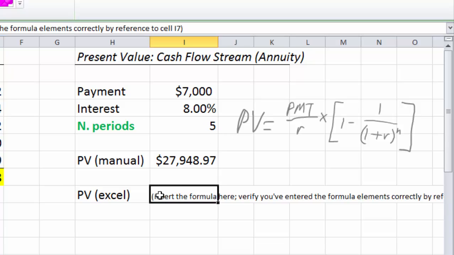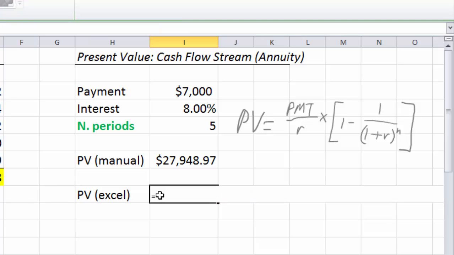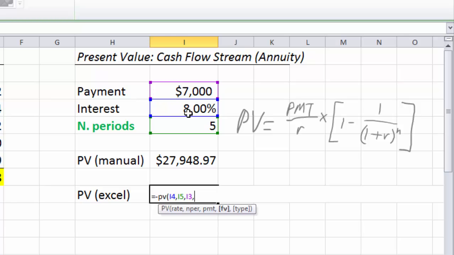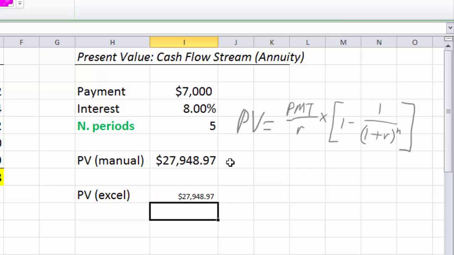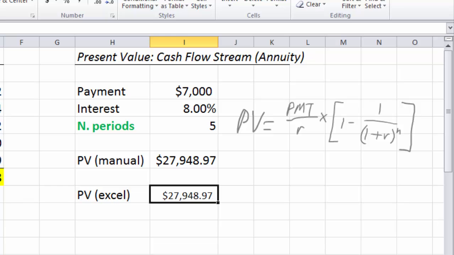So again, let's just let Excel do the work for us. Equals PV of rate, 8%. Number of periods, 5. Payment, 7,000. Future value, here there's no future value. There's just the series of payments, so that's 0. And end of period designation 0, close parentheses. And what do you know? We match, so we're correct. So we know that's good. Okay, so very good. So there's a review of doing our present value and future value formulas in Excel. Very, very important for you to know.